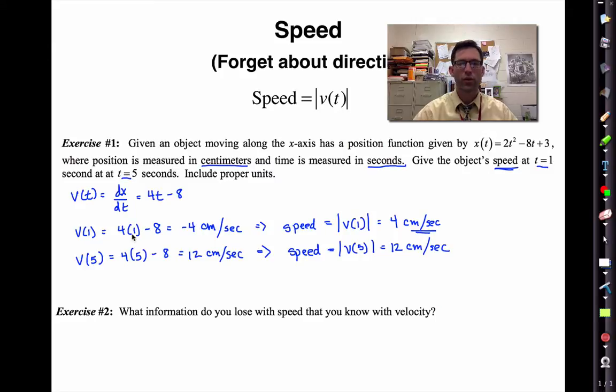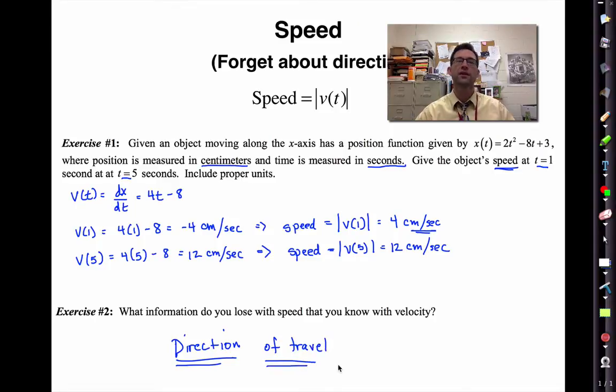All right, real important. You lose information about direction. Speed still tells you how fast your position is changing. If I say that I am moving at a speed of 60 miles per hour, it means that my position is changing at 60 miles for every hour. What you lose is whether or not your position is increasing or decreasing. You lose the direction of travel. And that is really important. Speed is a scalar. It tells us nothing about direction. It only tells us about size. And that's important to know.